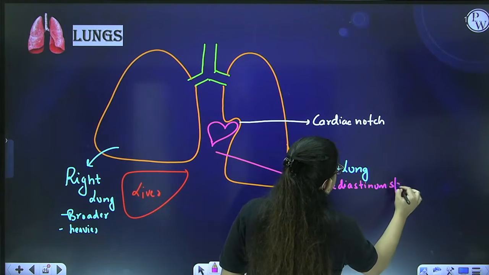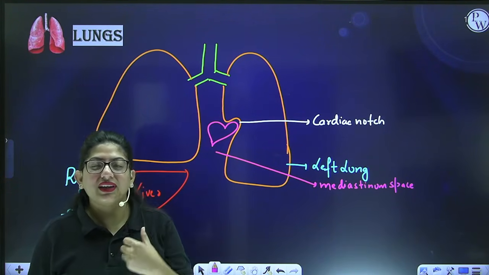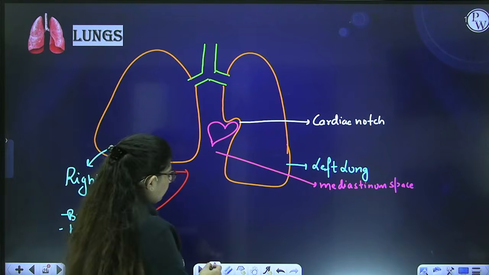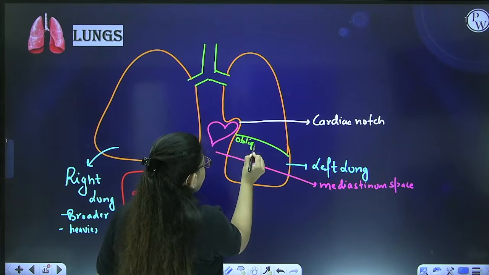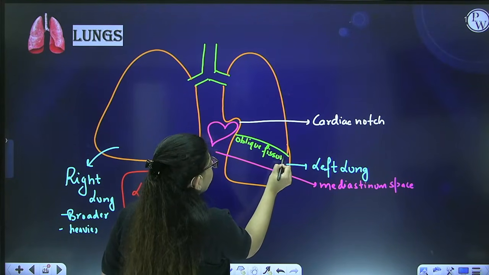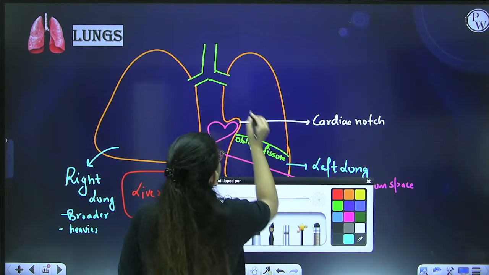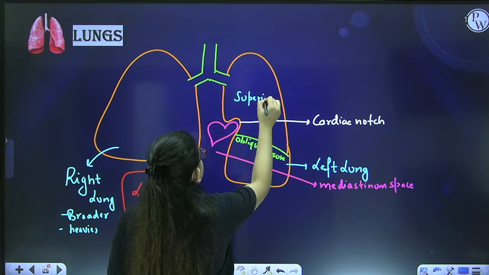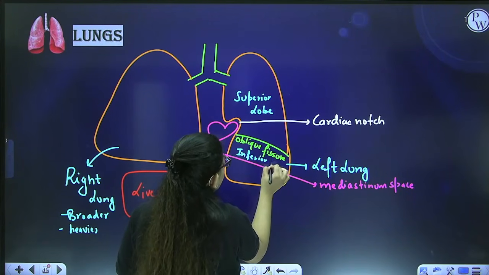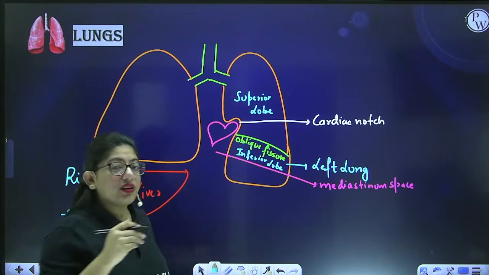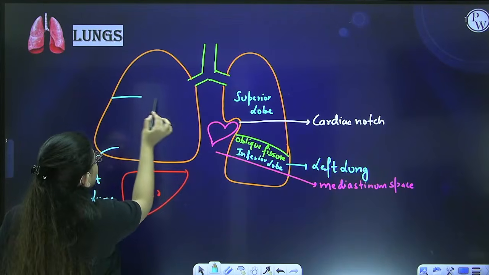The central space between the two lungs where the heart is present, you call the mediastinum space. Because the left lung is a little thinner and smaller than the right one, it is divided into only two lobes. How many lobes? Two lobes. This is the oblique fissure. A fissure is anything that divides something externally. Due to the presence of this fissure, the lung is divided into two lobes: the upper lobe, which you call the superior lobe, and then the inferior lobe.